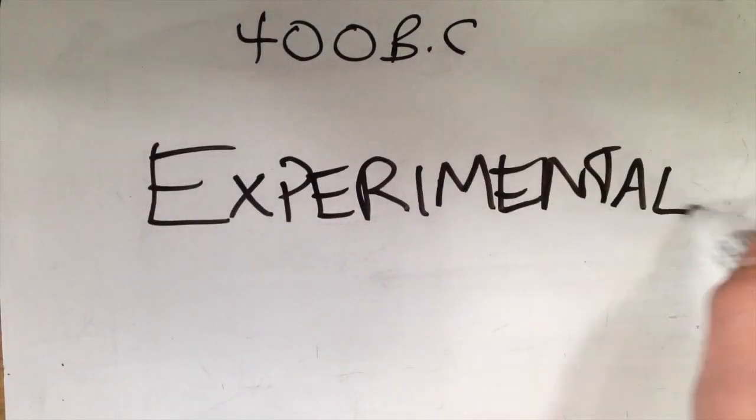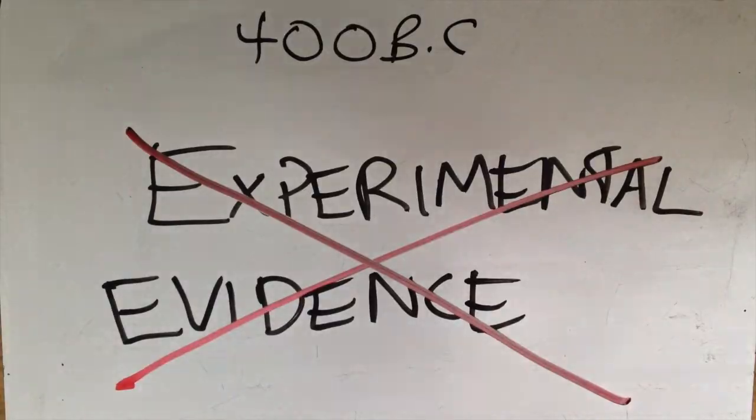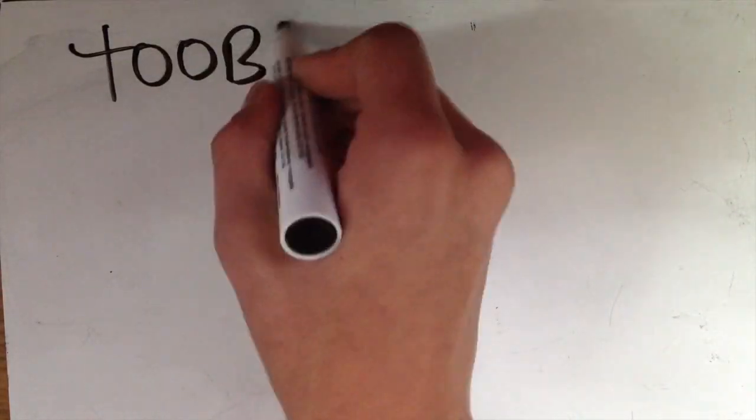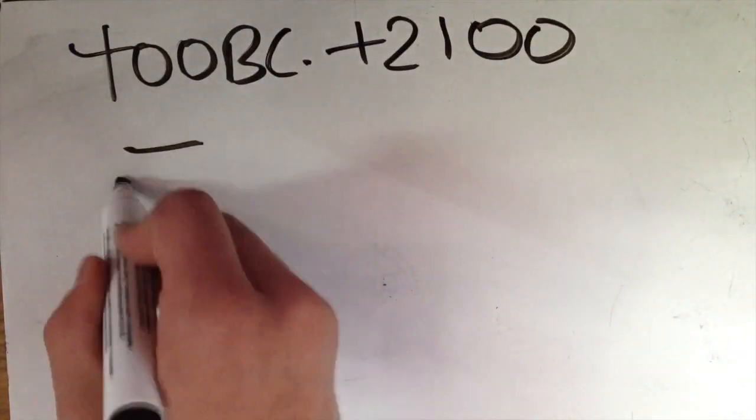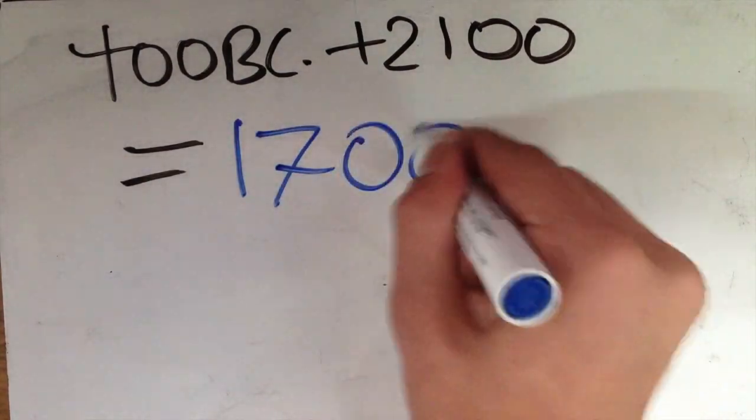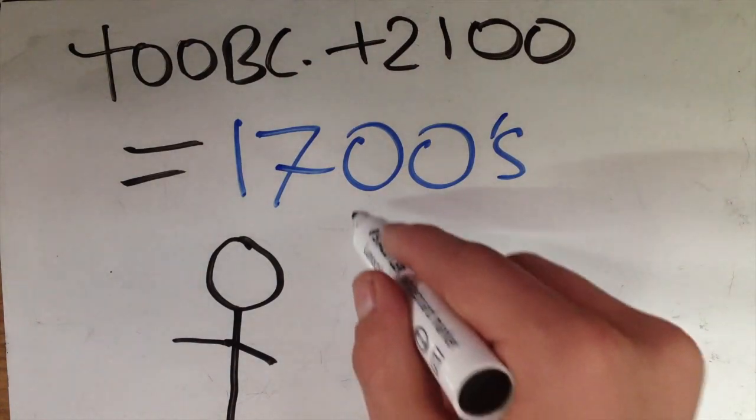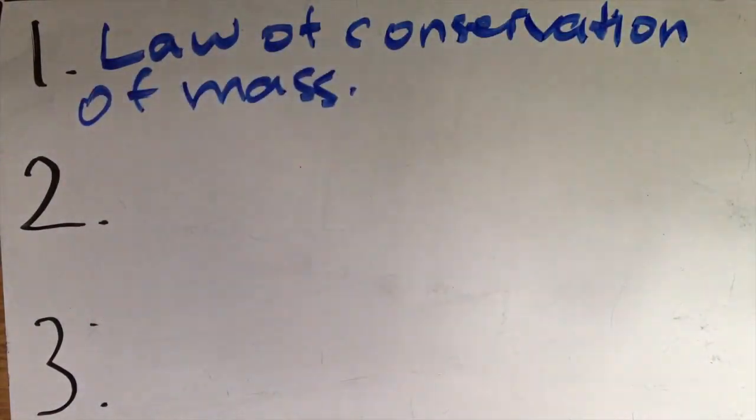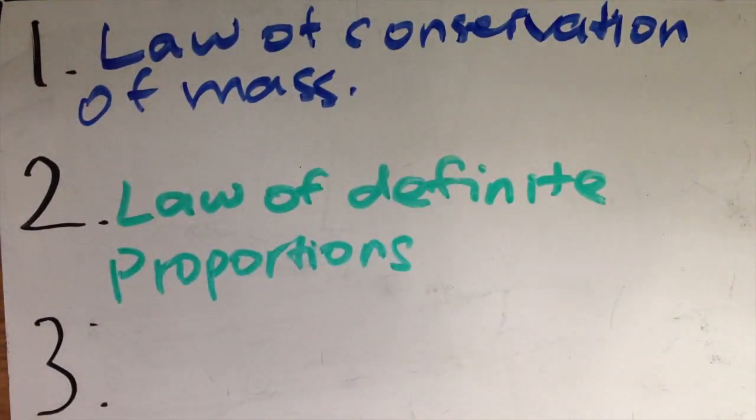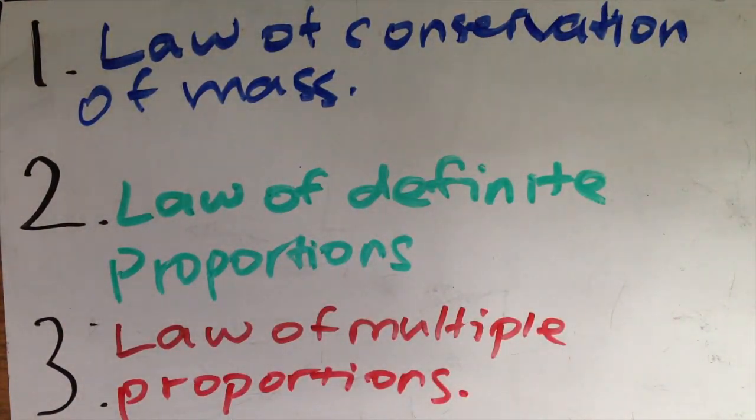But neither of these men had actual experimental evidence. Only a few years. The 1700s is not just a few years later. It is in fact 2,100 years. Anyways, a man called Dalton created three basic laws. The law of conservation of mass, law of definite proportions, and law of multiple proportions.